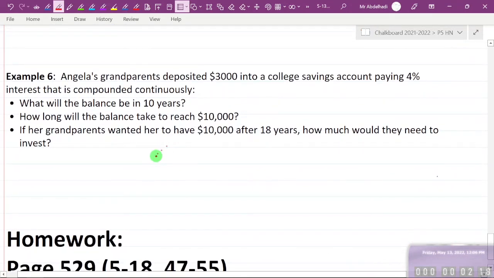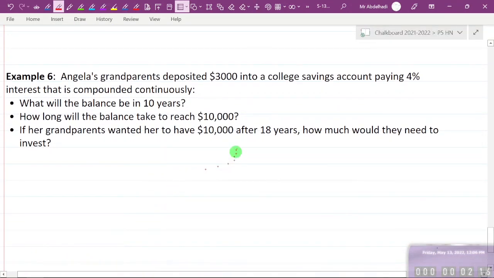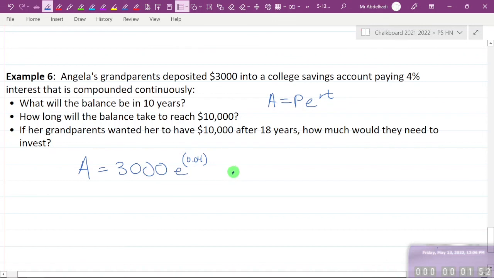Angela's grandparents deposited $3,000 into a college savings account paying 4%, compounded continuously. What's the balance in 10 years? So the amount of money that Angela will have will be, $3,000 is your P. Remember, it's A equals P e to the rt, e to the rate in decimal. Now, 4% would be 0.04. That's the rate in decimal. And we're talking about 10 years, that would be t.